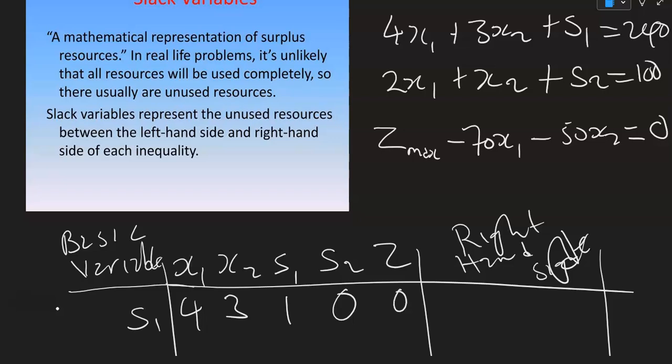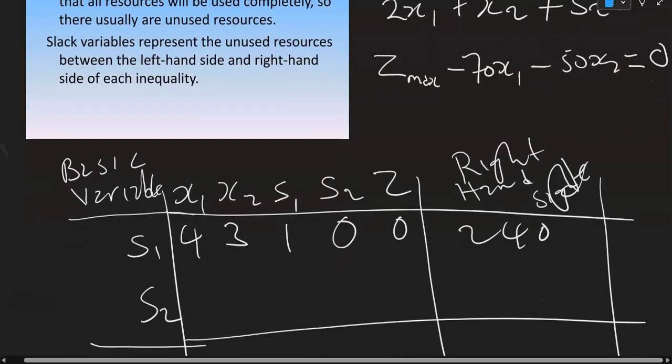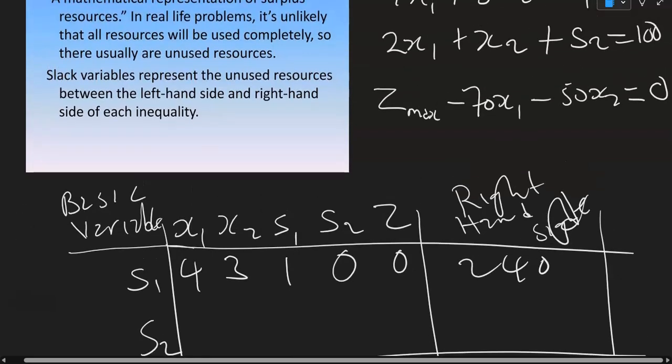What is on the other side of the equation? On the right hand side, you have 240. You go to the second equation. You do the same thing that you have done there.